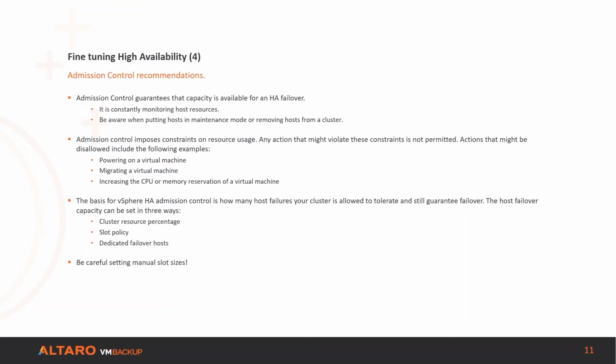With admission control, you have different constraints on the resource usage, so actions might be disallowed. If you run out of resources, it's not going to allow you to power on a VM. It might not allow you to migrate VMs, okay? Or increase the CPU or memory reservation of a VM. We're going to talk about reservations here in just a few minutes. We're almost to the resource pool stuff here. I'm not going to talk too much about reservations now, but a reservation is a minimum promise. If you're telling a VM, hey, you're guaranteed to have this amount of resources, HA might not power it on if that host can't guarantee it, okay?